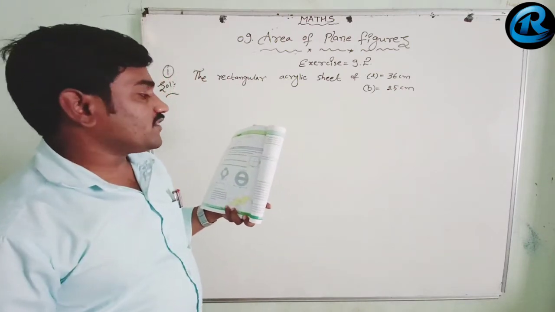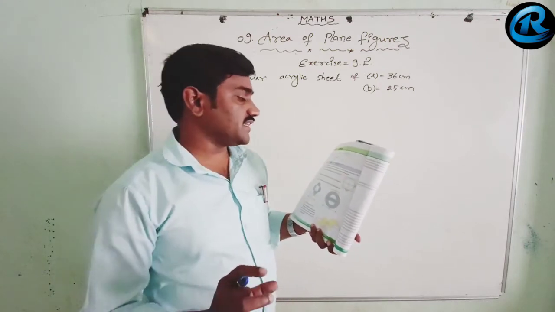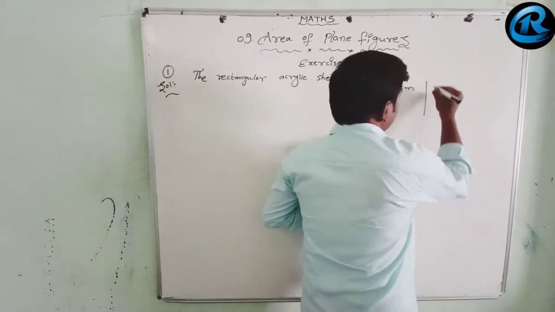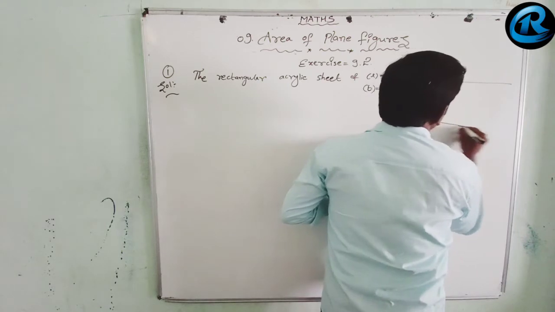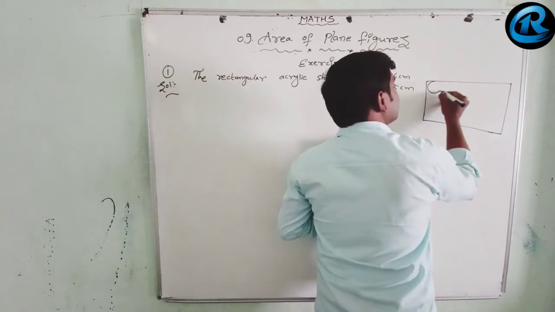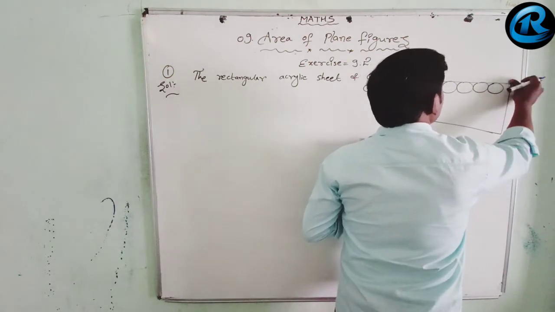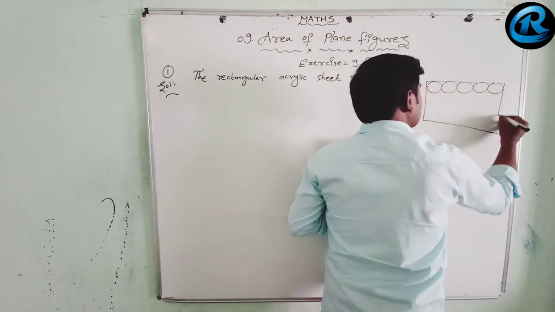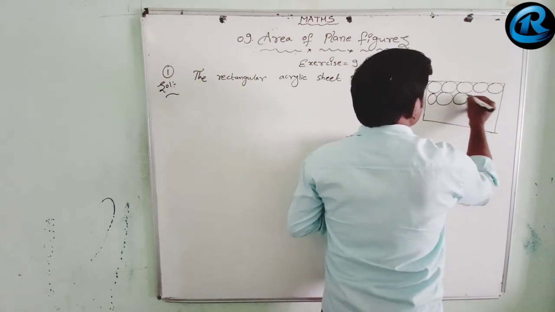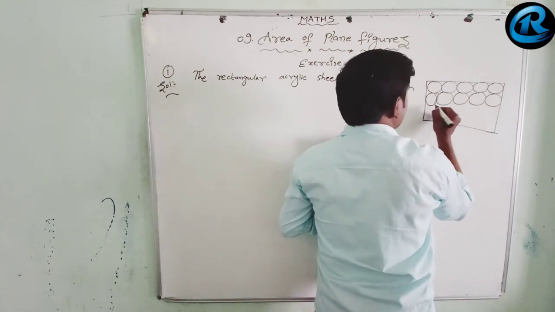Okay, from it 56 circular buttons of each diameter 3.5 centimeters have been cut out. That means there is a rectangular sheet like this. From this sheet, 56 buttons are cut out. How many buttons? 56 buttons are cut out from this rectangular sheet. All these circles will be the same size.